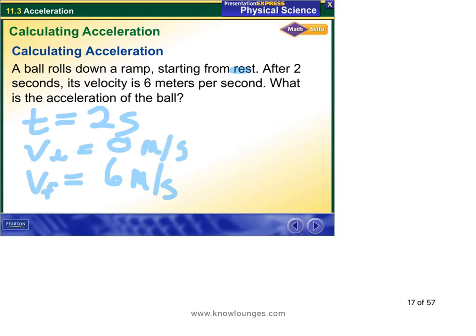And when we know V sub F and V sub I, we can get delta V, our change in speed, which is going to be 6 meters per second.